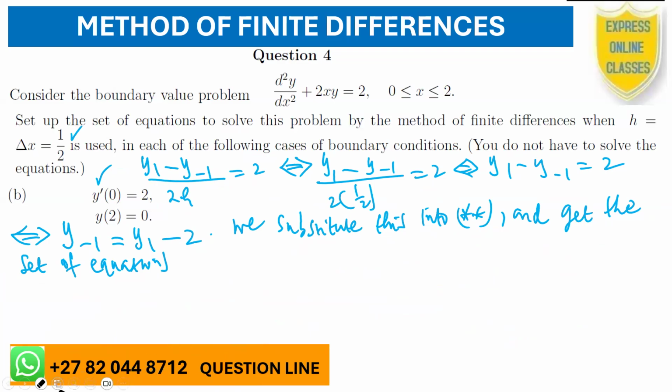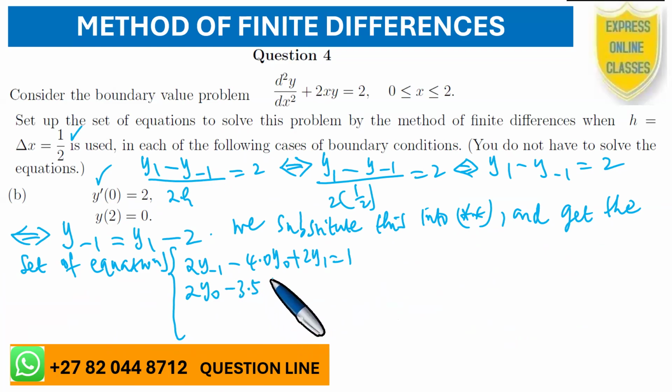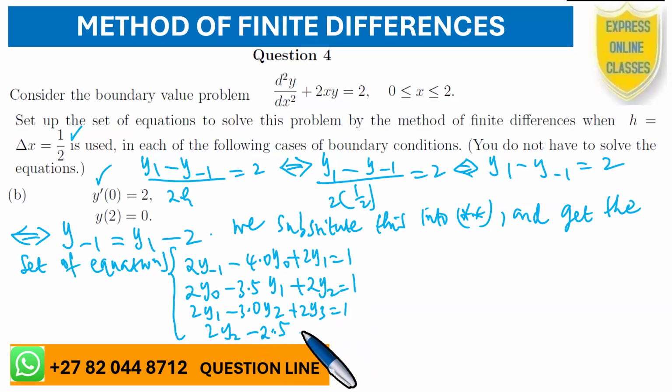So you'd have exactly the following. So you have 2y-1 minus 4.0 y0 plus 2y1 equals 1. 2y0, so you have minus 3.0 y1 which is 2y2 minus 2.5 y3.